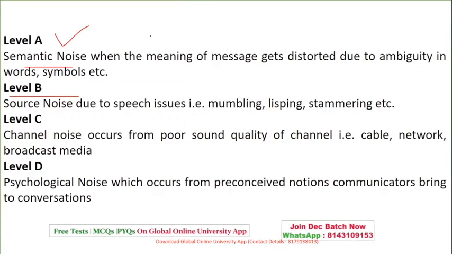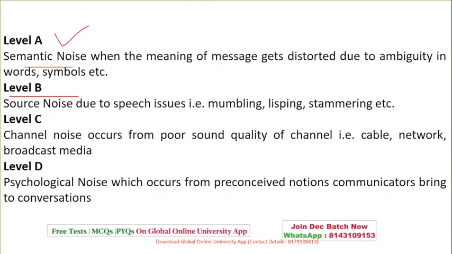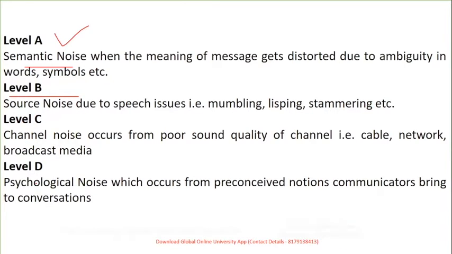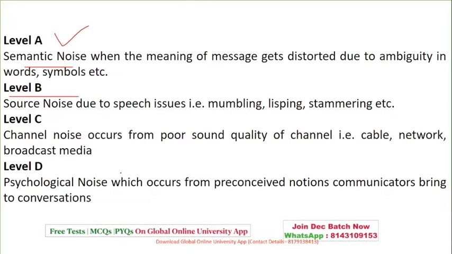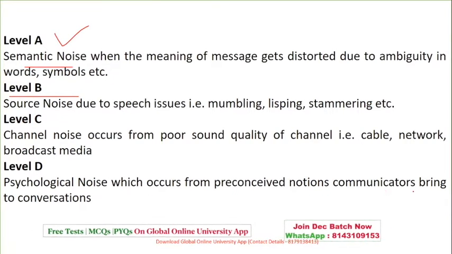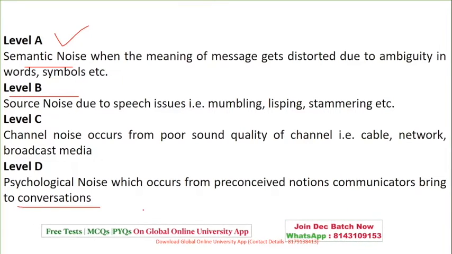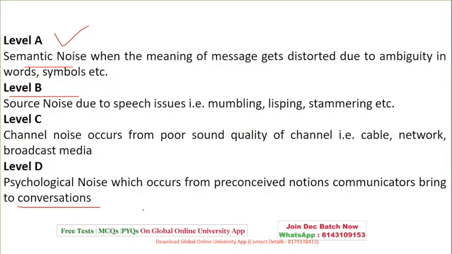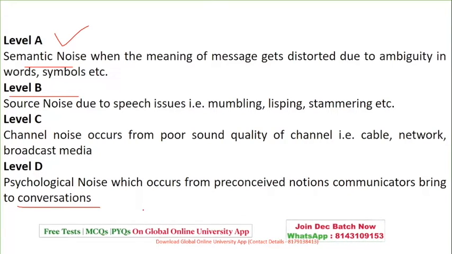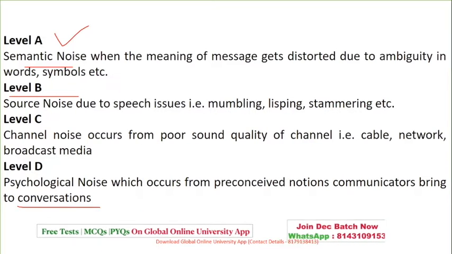Level C, these are the barriers, you can say. Level C is the channel noise, which can be due to poor quality of cable network or broadcast media. And level D is psychological noise, which can be in the form of preconceived notions communicators bring to the conversation. So what you already think, or you must have thought about. So these preconceived notions can be a part of barrier. So A is semantic noise.